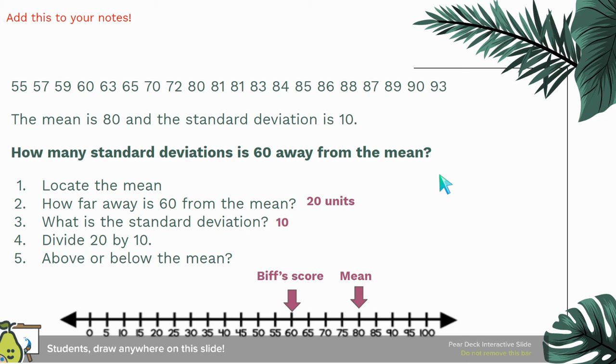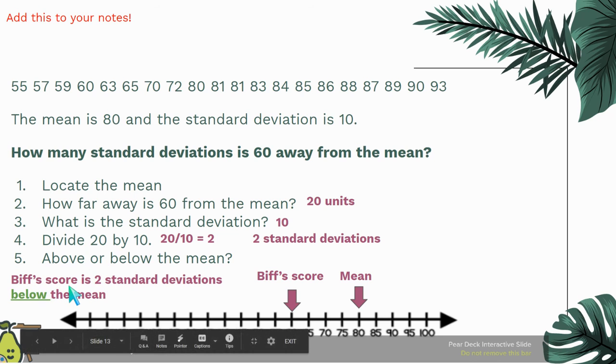Now divide 20 by 10, and this is how we find the number of standard deviations. So 20 divided by 10 is 2, so 2 standard deviations. So Biff's score of 60 is 2 standard deviations below the mean.